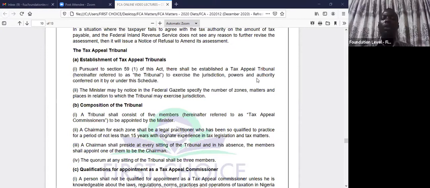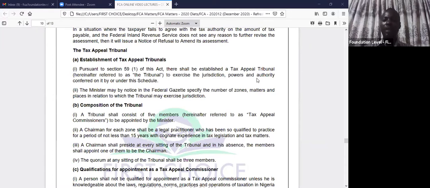Okay. A quorum is the minimum number of people that you must have before a sitting can hold. And the quorum is 3 members. So if you call for a tax appeal tribunal to sit on your matter, and there are only 2 people there, the matter cannot hold until a third person comes and joins them.